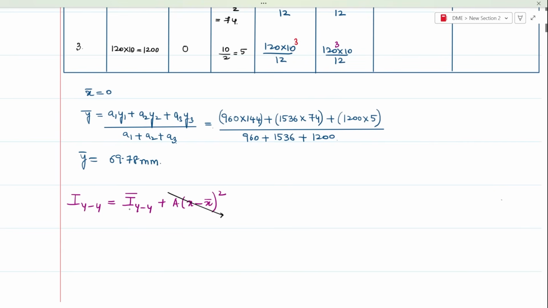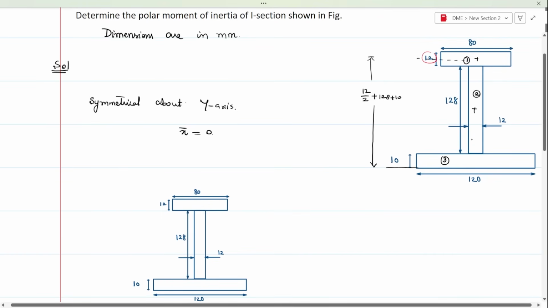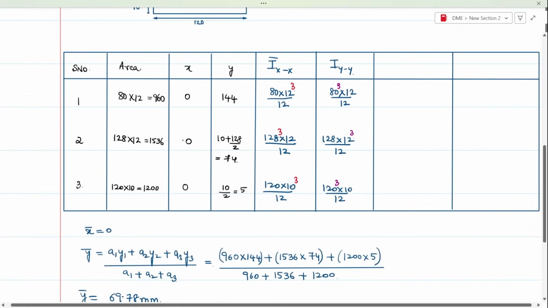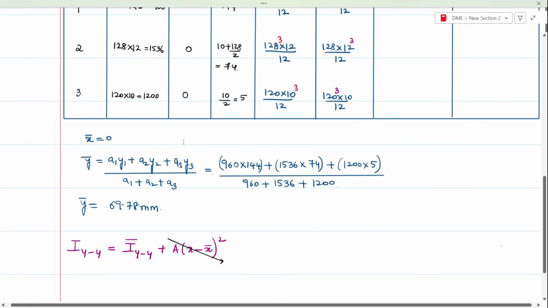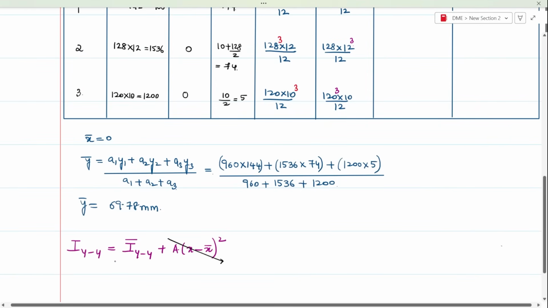In short, the centroidal moment of inertia about the y-axis that is passing through the entire I-section will be the same. I mean, that y-axis which is common to area 1, area 2 and area 3, it will be the same. So here for the y direction, the shifting process is not needed as it has got symmetry about the y-axis. So Iyy bar and Iyy both will be the same.